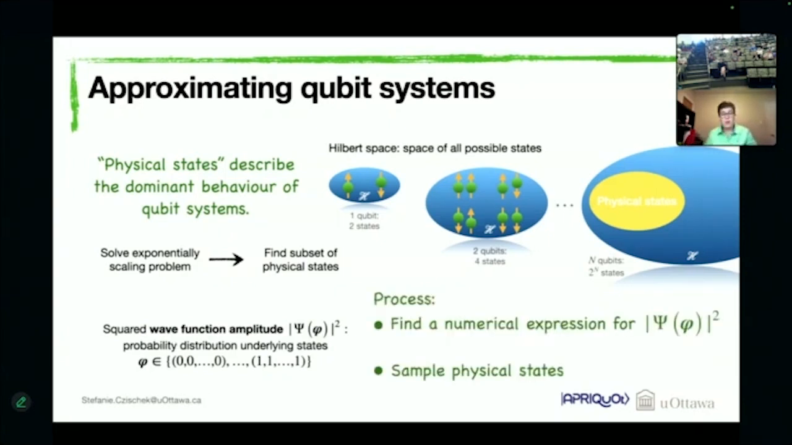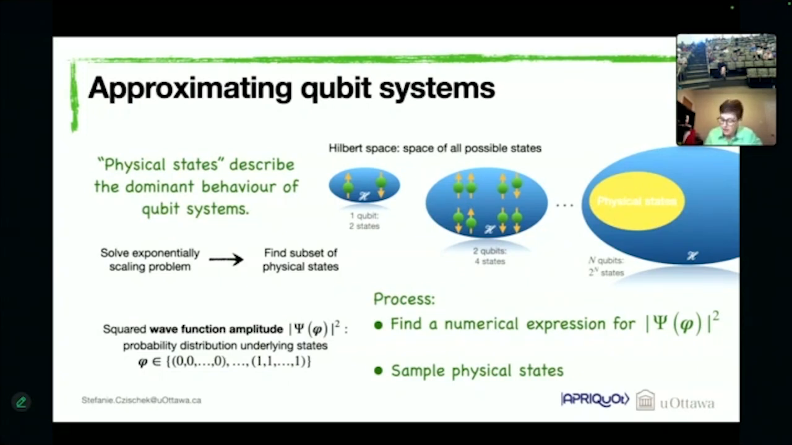And so now what we need to do to get an approximative or numerical approximative description of our qubit systems is we first need to find a numerical expression of our squared wave function amplitudes. Once we have found this description, we can sample the physical states from this probability distribution, and this gives us the subset of physical states.